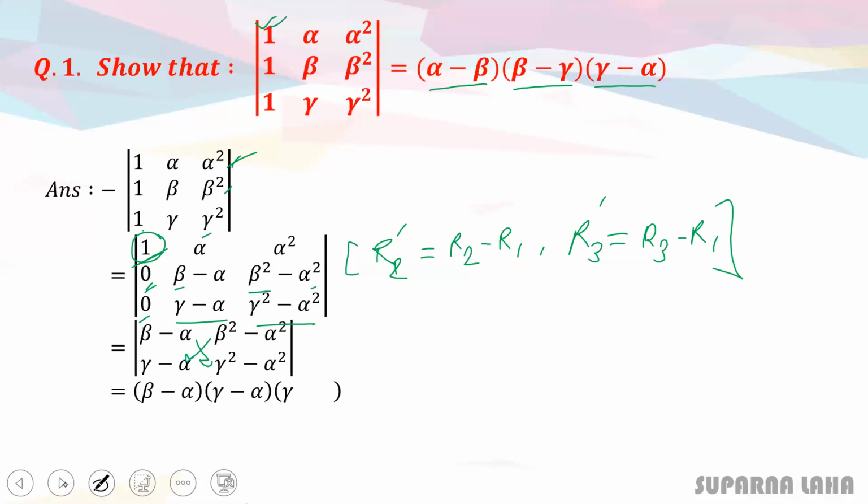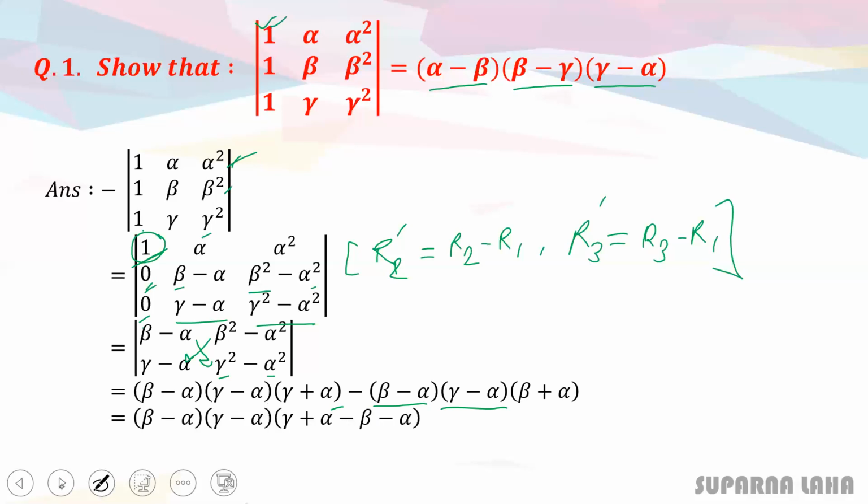So write it down. We can write down gamma square minus alpha square as gamma minus alpha, gamma plus alpha, a plus b, a minus b. This is the formula of a square minus b square. Now take common beta minus alpha and gamma minus alpha. So remaining terms are gamma plus alpha minus beta minus alpha. So minus alpha plus alpha cancel. So there will be gamma minus beta.